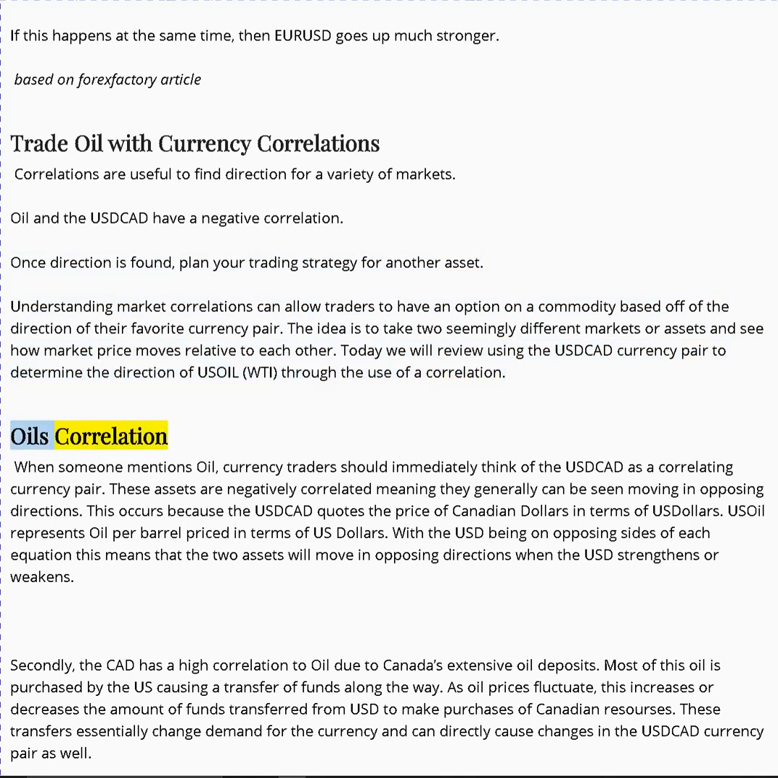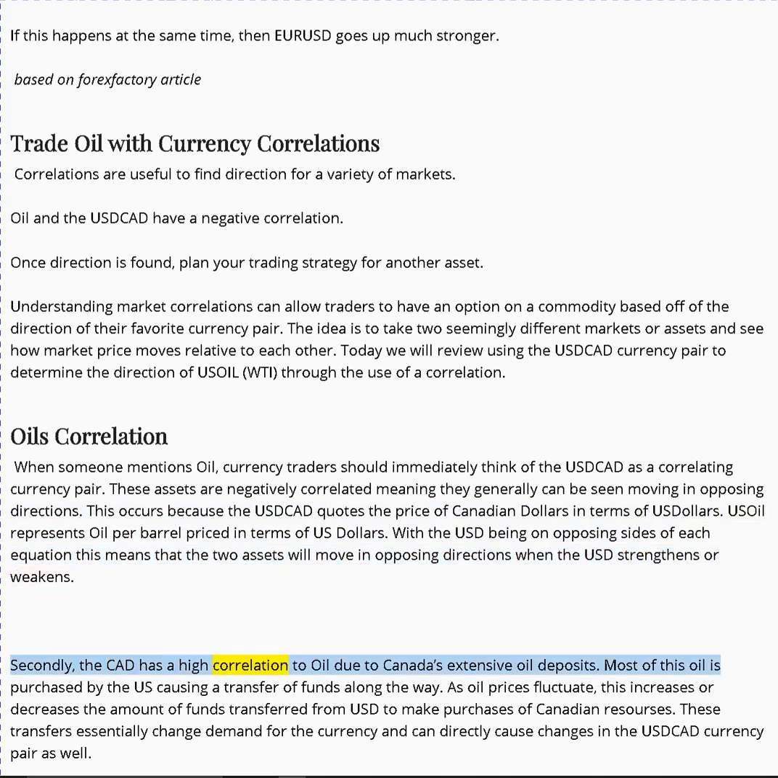Oil's correlation. When someone mentions oil, currency traders should immediately think of the USDCAD as a correlating currency pair. These assets are negatively correlated, meaning they generally can be seen moving in opposing directions. This occurs because the USDCAD quotes the price of US dollars in terms of Canadian dollars. US oil represents oil per barrel priced in terms of US dollars. With the USD being on opposing sides of each equation, this means that the two assets will move in opposing directions when the USD strengthens or weakens.